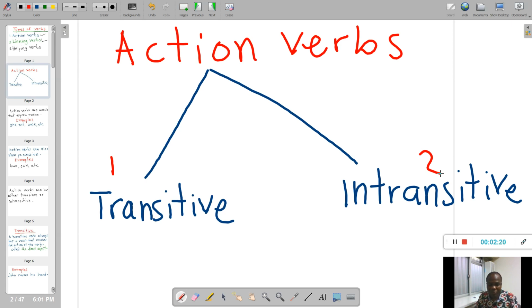An action verb has two functions. One, they express action. Two, they show possession, they exhibit, manifest possession. For example, we have words like have and own. Action verbs can be either transitive or intransitive. So this is what we're going to look at. Let's go to the next.